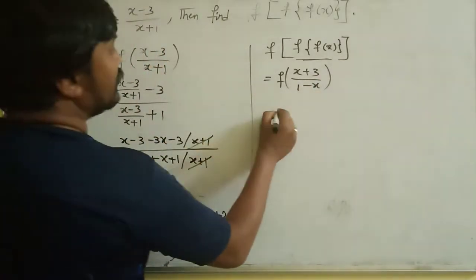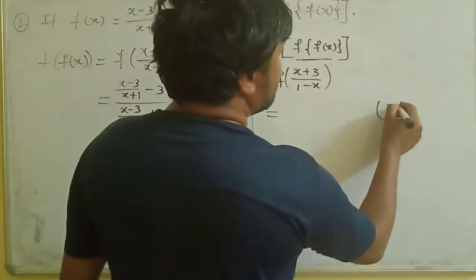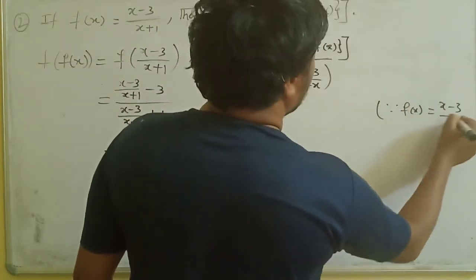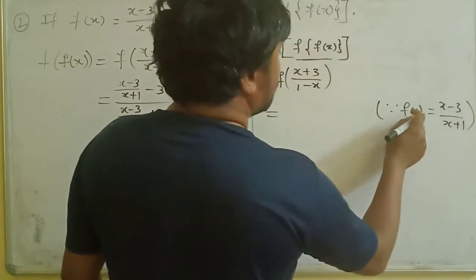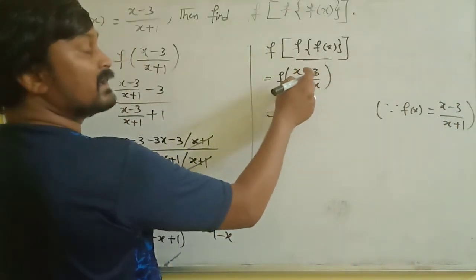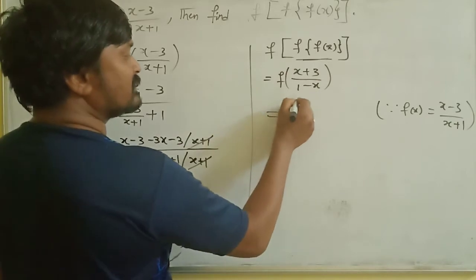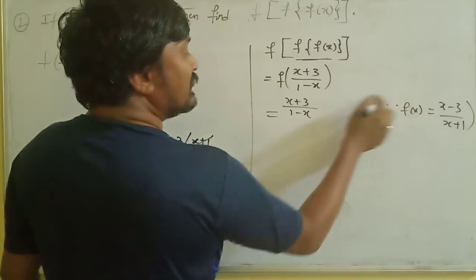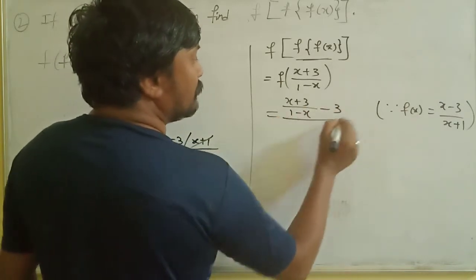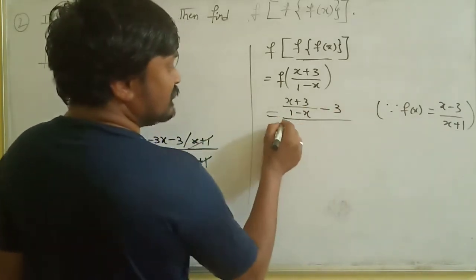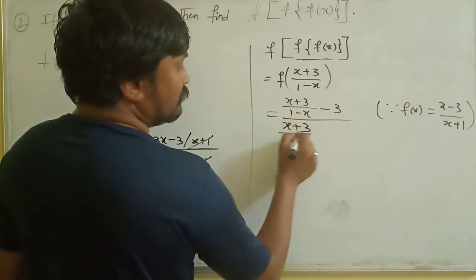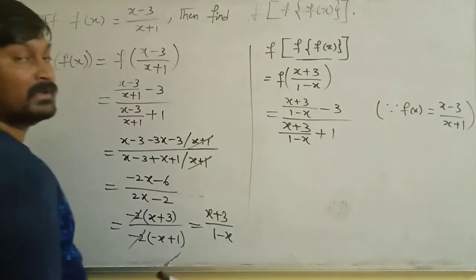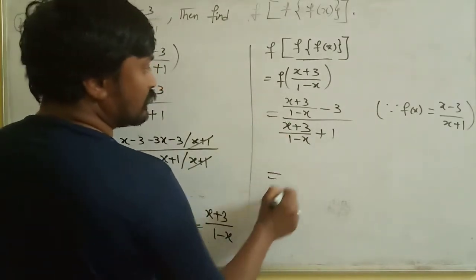So what I do here is, we know that since f of x is equal to x minus 3 upon x plus 1. So x plus here, x plus 3 upon 1 minus x. So x plus 3 upon 1 minus x. Here what is there? Minus 3. So that minus 3 upon, now again x means x plus 3 upon 1 minus x. And here plus 1 is there, right?